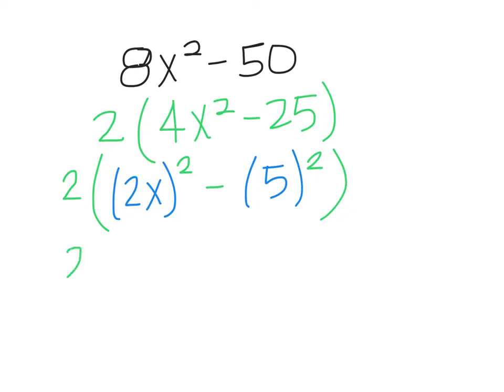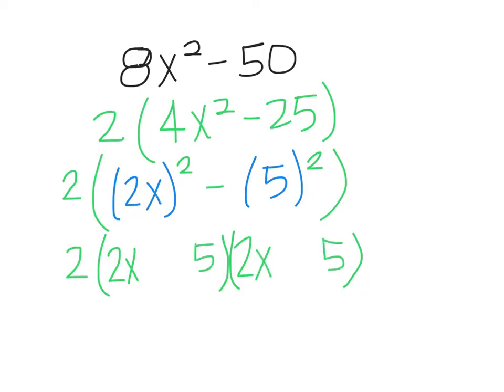So that's going to be 2, and we're going to open up 2 sets of parentheses and say 2x, 5, and 5, and then one is going to get a plus and one is going to get a minus. So we have found our answer, but it's always good to plug it back in and check. So let's go ahead and do that.